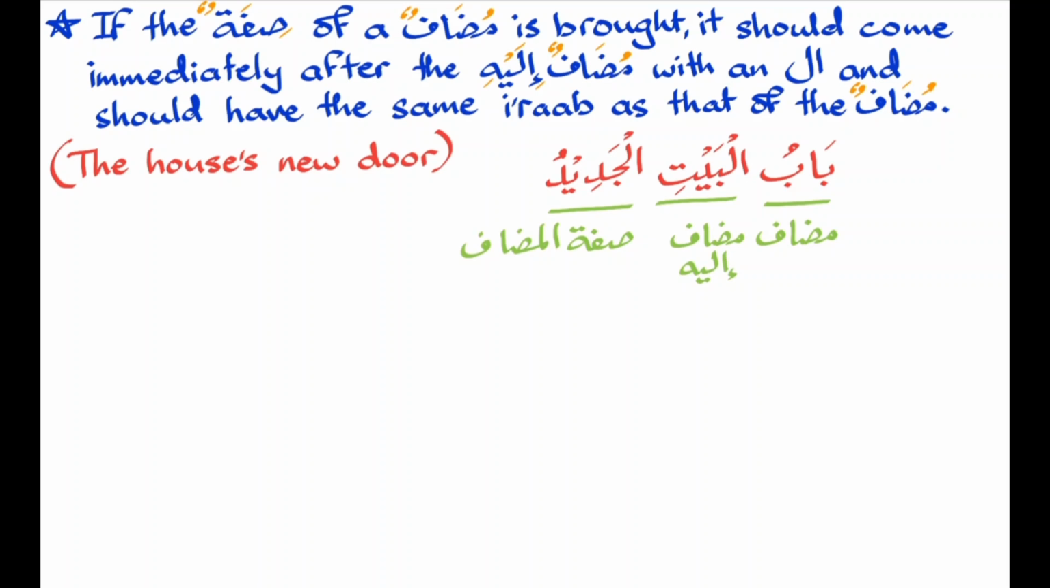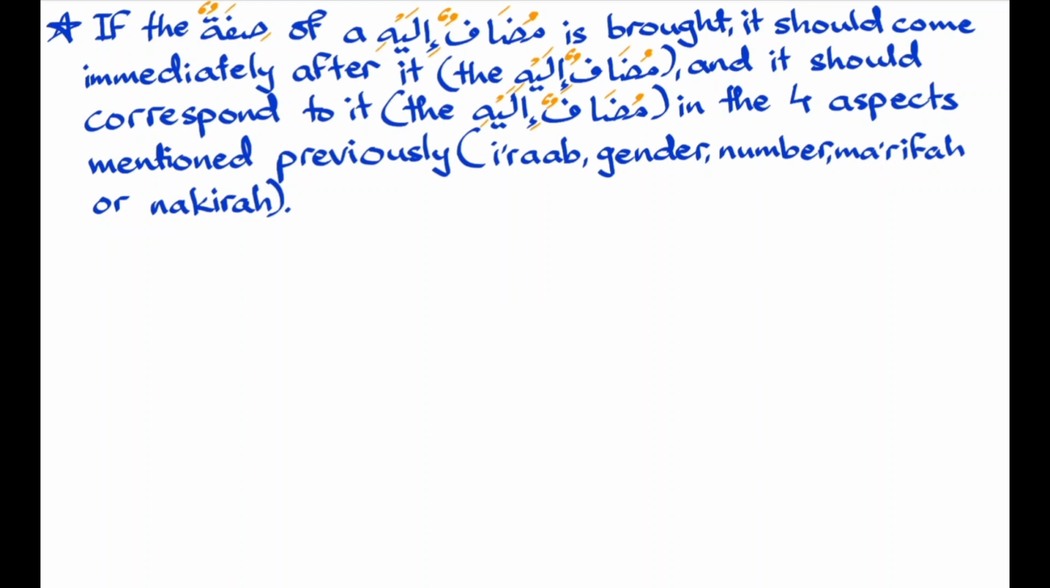What happens if you want to bring a sifa for the mudaf ilayh? If the sifa of a mudaf ilayh is brought, it should come immediately after the mudaf ilayh. Same thing as in the mudaf. And it should correspond to the mudaf ilayh in the four aspects mentioned previously, which are i'rab, gender, number, ma'rifah, or nakira. I'rab meaning the harakah, meaning that whatever harakah the mudaf ilayh gets, that's the harakah its sifa is going to get.